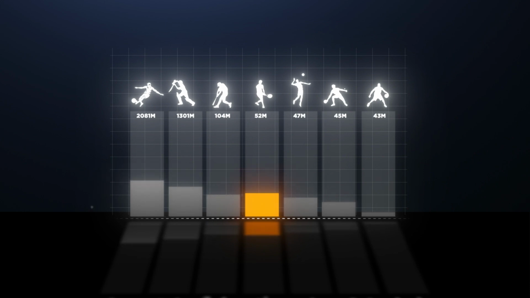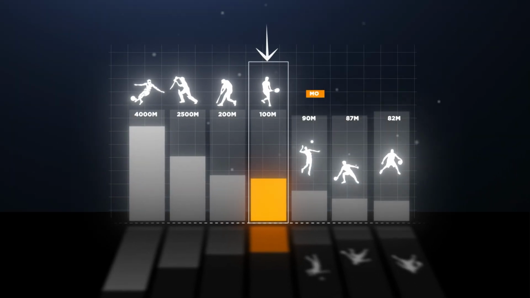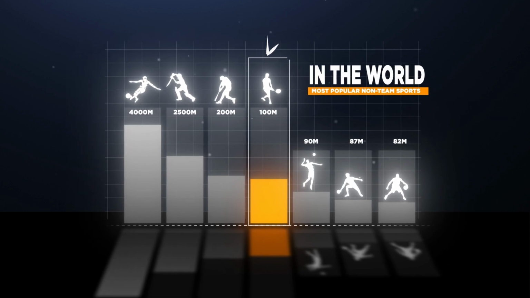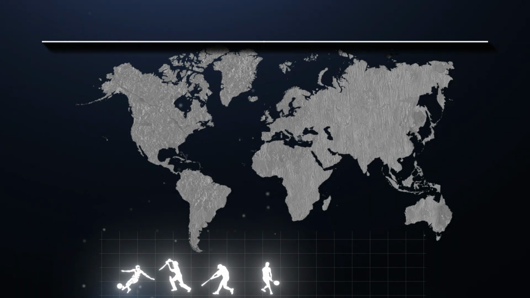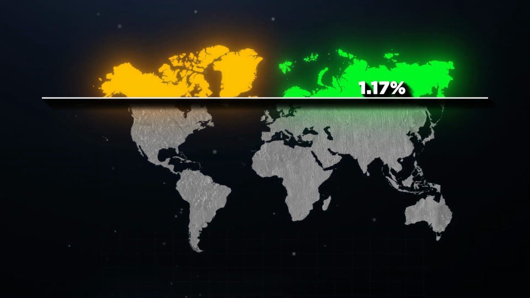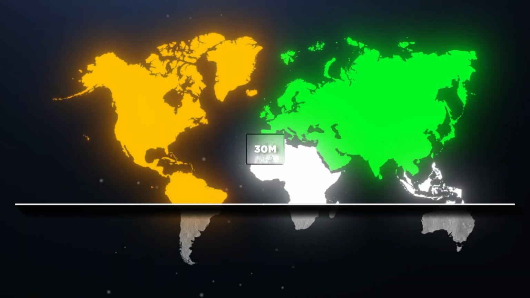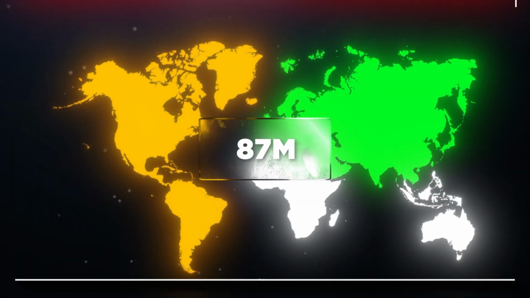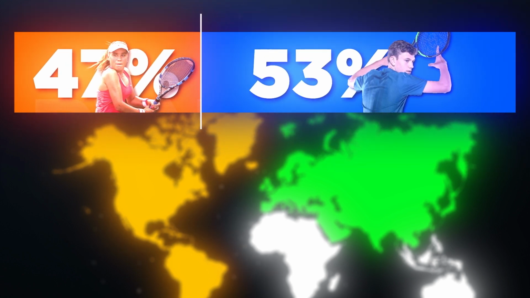On fans' participation and search trends, tennis appears to be the most popular non-team sport in the world and the 4th most popular sport globally. As of 2019, approximately 1.17% of the world's population play tennis, translating to 87 million people globally, with about 47% of the players female and the remaining percentage male.